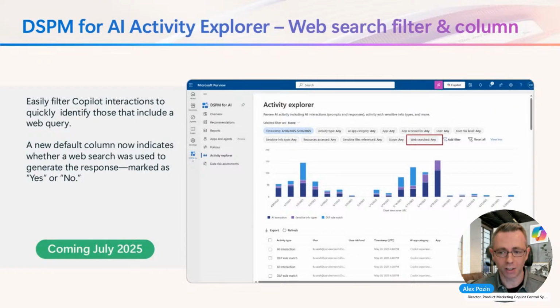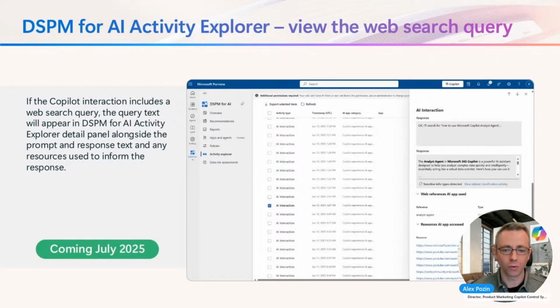And then as we go on to the next page, I can give you a little bit more detail about what that will look like. Once you identify a relevant interaction, what you're able to see is the web query text that went out. You're also going to see the prompt and response. So all of that information about that interaction is in context. That's really helpful for conducting audits where you want to understand how the query was used, what prompt was involved, and what the response was. So this is coming in July for DSPM for AI Activity Explorer.